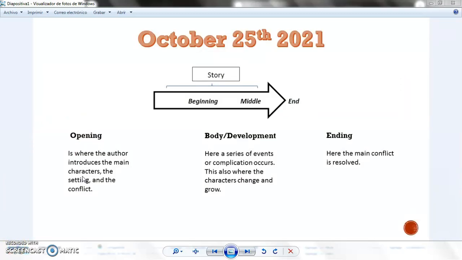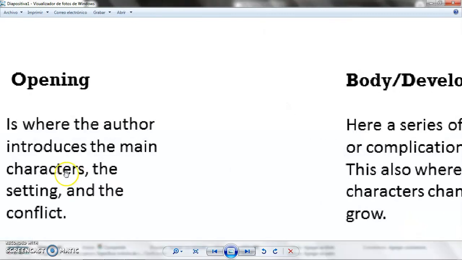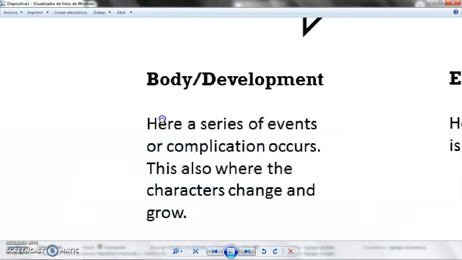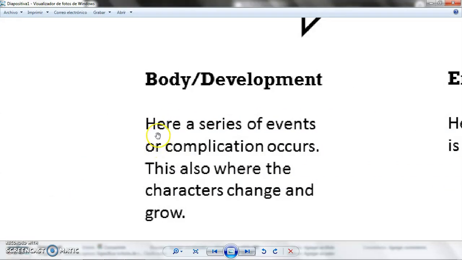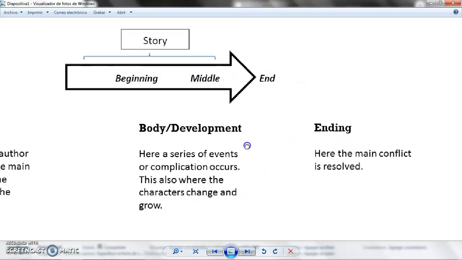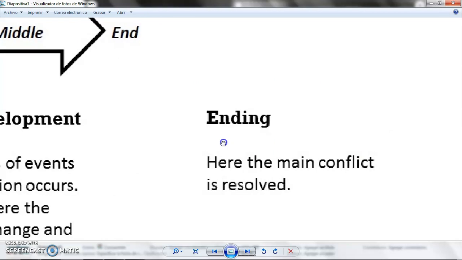Now remember this. Every story has three parts: a beginning, a middle, that takes you to an ending. In the beginning or opening is where the author introduces the main characters, the setting, and the conflict, where you are going to have to get some kind of involvement. Now, the body of development is where we have a series of events where you have some kind of complication, not the conflict. This is also where the characters change and grow. And finally, the ending. Here the main conflict is resolved.